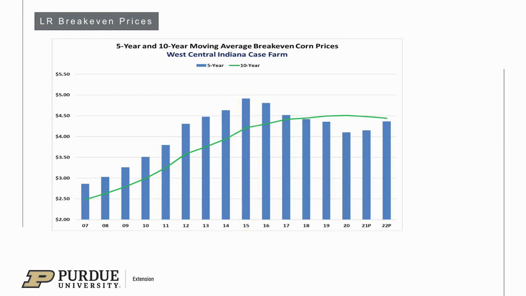Fertilizer was relatively high in 12 and 13, and then came down until 22, really, for the 22 budget. And so we saw some decreases in break-even prices. We got down there, if you look at the 5-year average, we got down there close to $4 corn. Now with a higher fertilizer cost, higher herbicide costs, higher cash rent expected for 22, the break-even is at that 432.